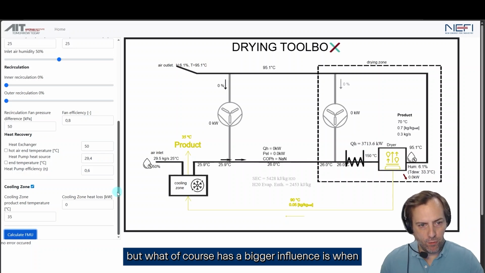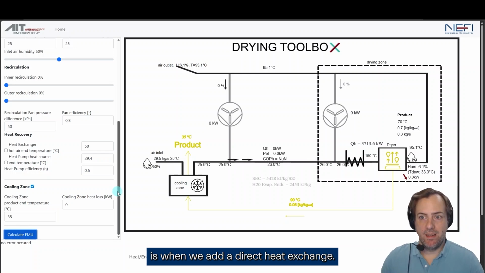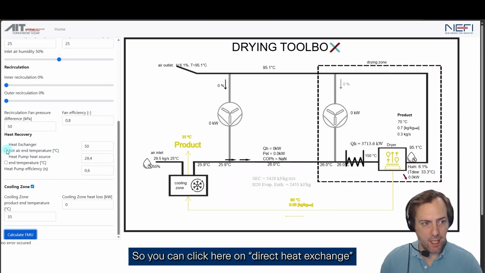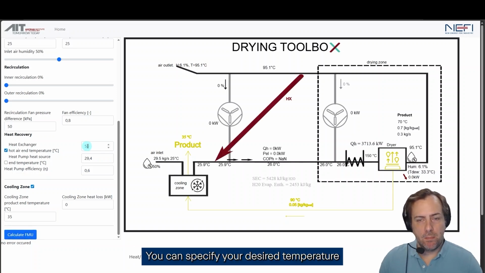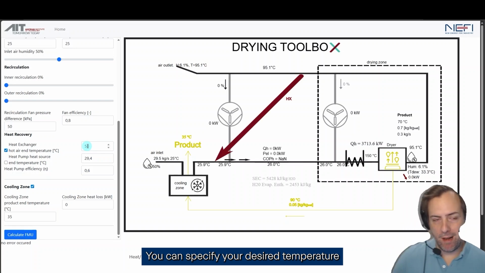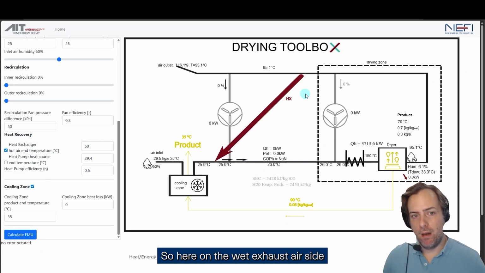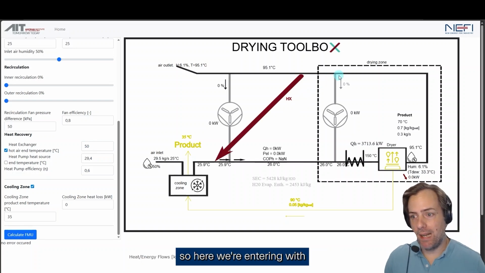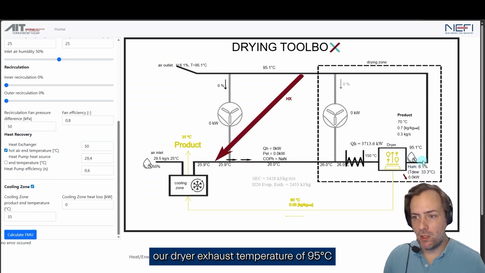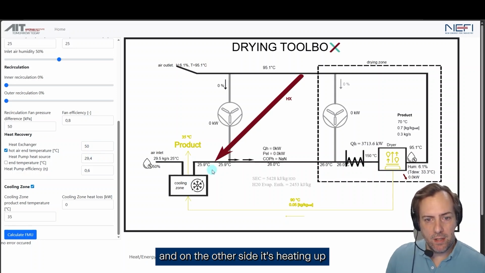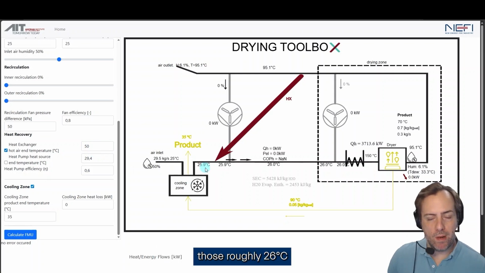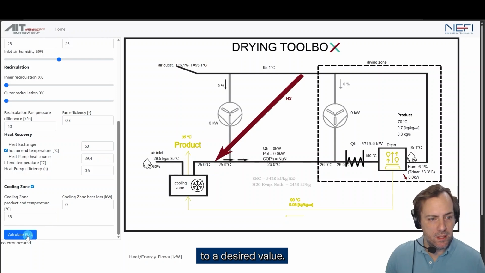But what, of course, has a bigger influence is when we add a direct heat exchange. So you can click here on direct heat exchange, and there you see a heat exchanger is added. You can specify your desired temperature after the heat exchange. So here on the wet exhaust air side, we're entering with our dryer exhaust temperature of 95 degrees. And we say, okay, our heat exchanger should go down to 50 degrees. And on the other side, it's heating up those roughly 26 degrees to a desired value.